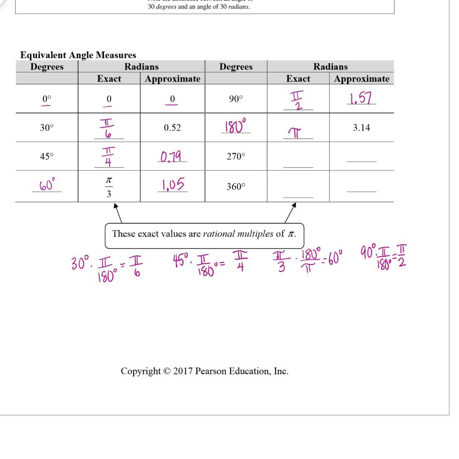Multiply 270 degrees by pi over 180. We're going to get 3 pi over 2, which is approximately equal to 4.71. And then 360 degrees, well, that's going around completely, so that's 2 pi, which is approximately 6.28. So the exact values are in terms of pi. The approximations are decimal, approximated to the second decimal place.